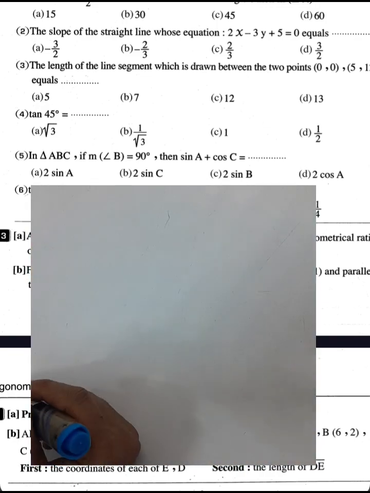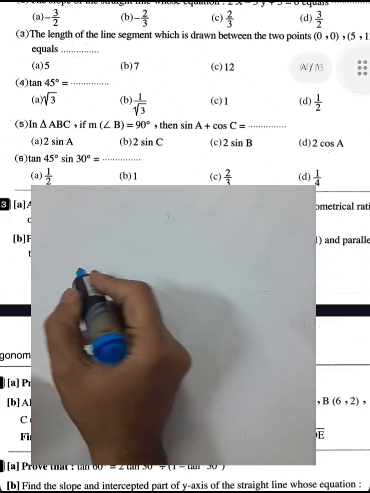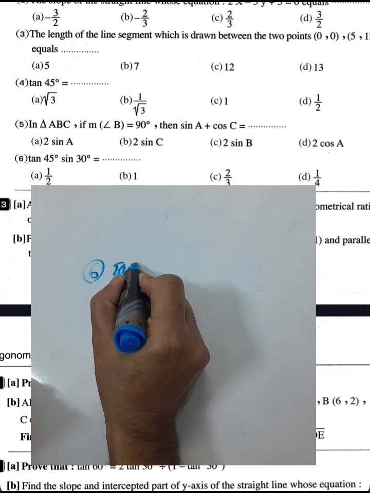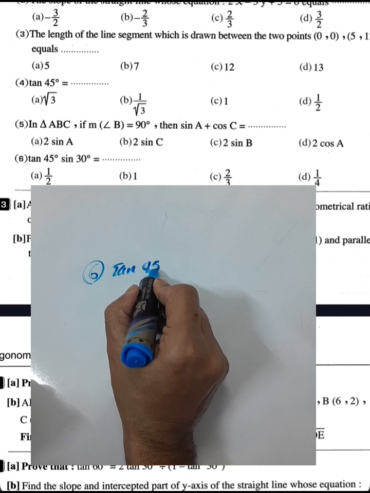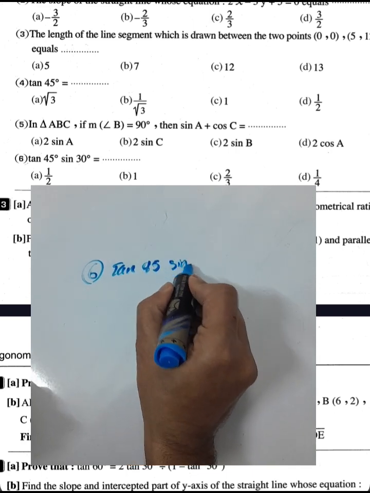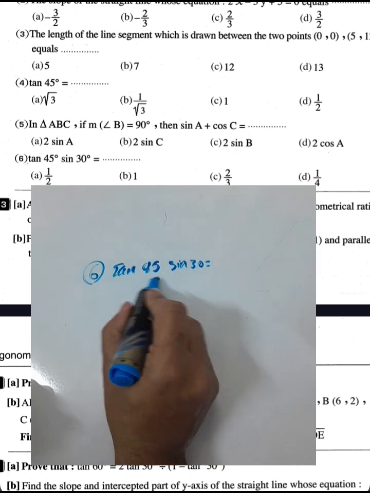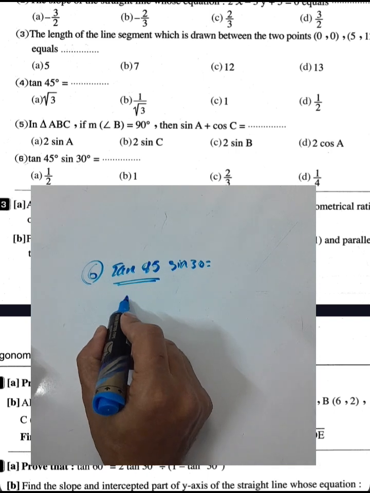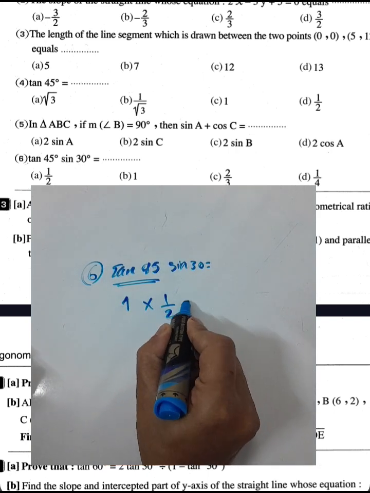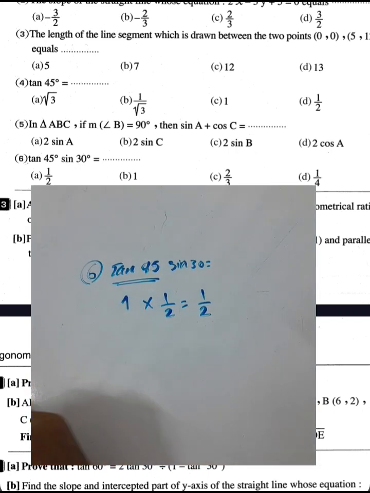Next example number 6. The product of the first value and sine 30: the first value will be 1, sine 30 will be half, 1 times half will be half. The result will be half.